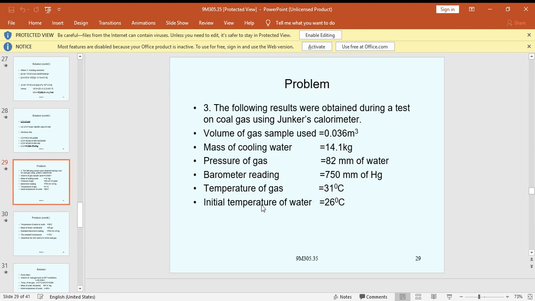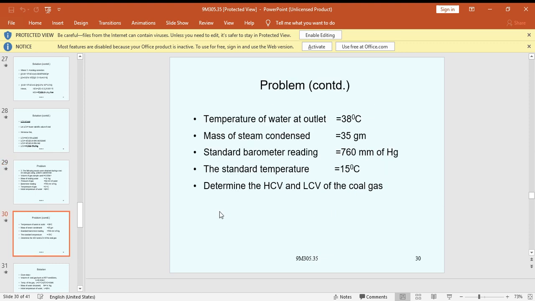Once again, the following results were obtained during the test on coal gas using a Junker gas calorimeter. Volume of the gas sample is 0.036 meter cube, mass of the cooling water is 14.1 kg, pressure of the gas is 82 mm of water, and barometer reading is 750 mm of mercury. Temperature of gas is 31 degrees, initial temperature of water 26 degrees, outlet temperature of water 38 degrees. The mass of steam condensed is 35 grams, the standard barometer is 760 millimeters, and the standard temperature is 15 degrees. Determine the HCV and LCV.